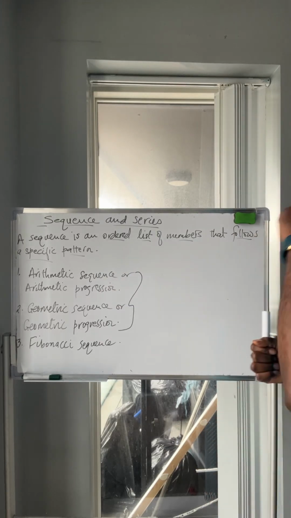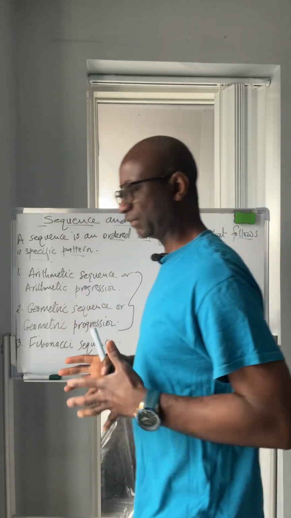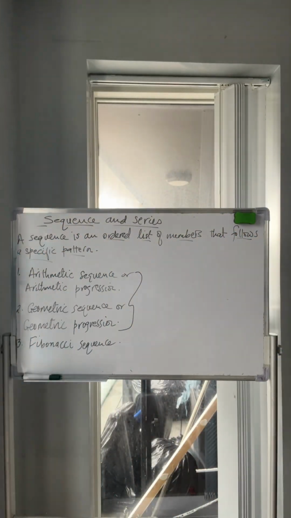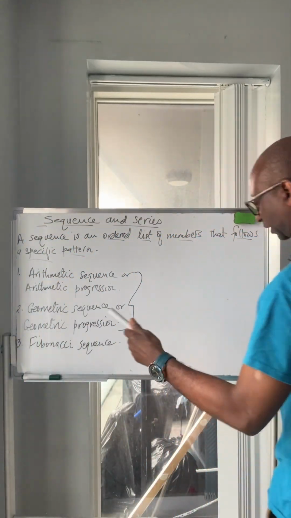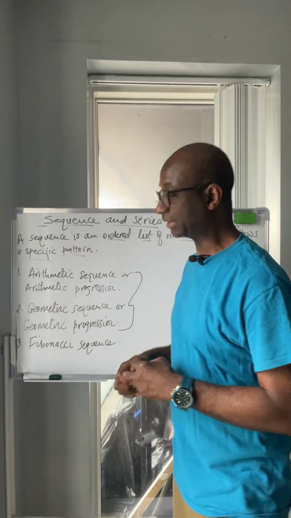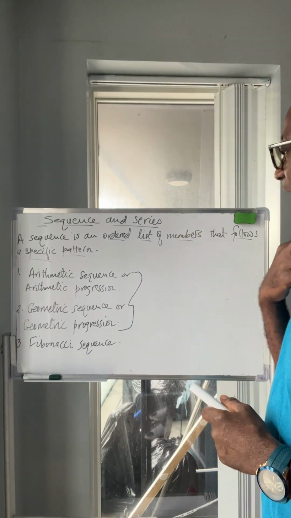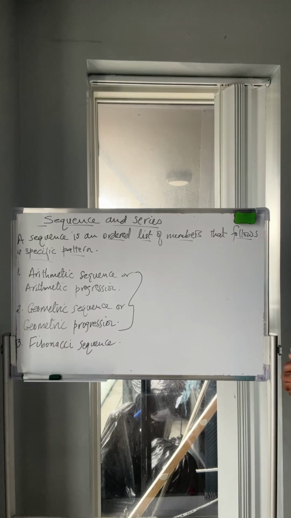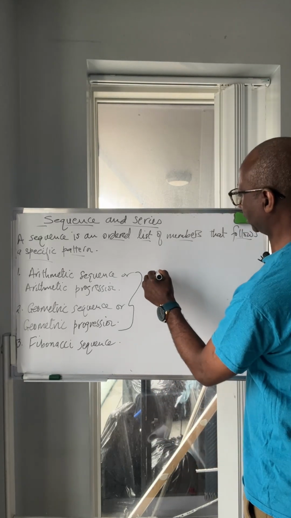Arithmetic sequence will say that every 2 consecutive numbers, the difference between them is constant throughout the sequence. So if that is the case, then that list of numbers is being described as an arithmetic sequence. So let's look at this.